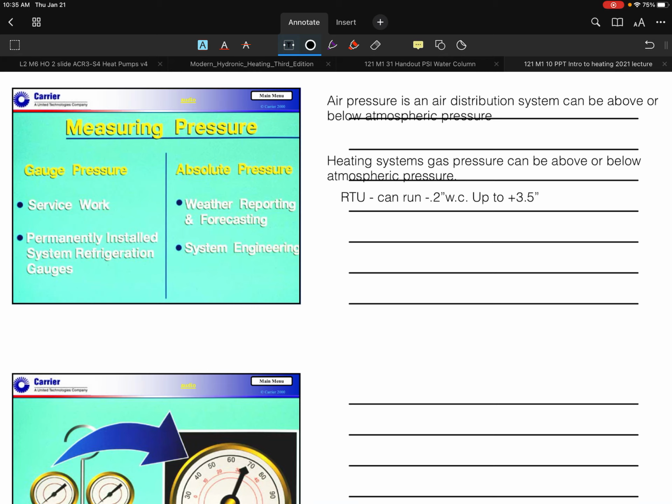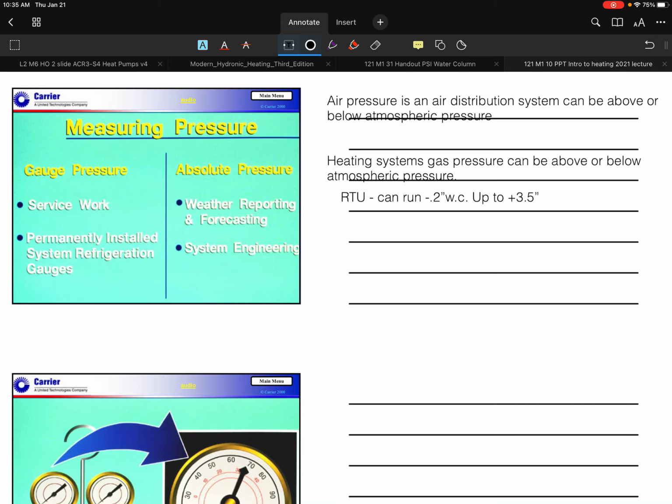Again, we're dealing with above, we're dealing with below. We have gauge pressures, no different than even in refrigeration. You might remember there were times when we even had vacuums on our low pressure gauges. We don't generally want to see that all the time, but some systems are going to run that way. So again, you just have to recognize it and realize that.